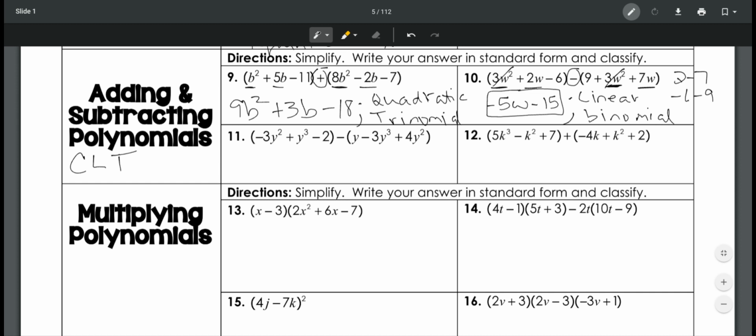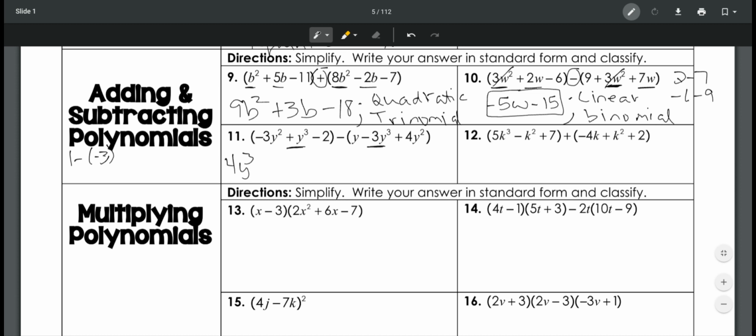Example number 11, we are subtracting again, so we have to go through and match up the like terms. Now, I'm going to do this a little bit different because as I look through this problem, I know my answer has to have the biggest exponent first. So I'm going to go after the biggest exponent, which is y to the third. I have a y to the third in the first group, and I also have a y to the third in the second group. So what I should be thinking mentally is 1 minus negative 3. That is 4y to the third.